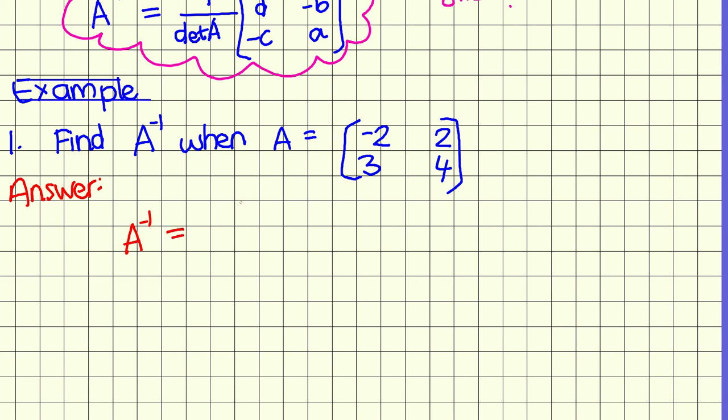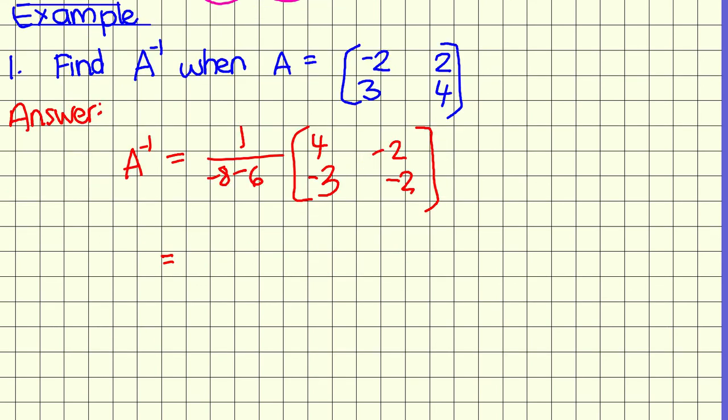So the inverse of A, remember it's 1 over your determinant. So if we work that out, your first diagonal multiplied together, minus 2 times 4, gives you minus 8. Take away your second diagonal, so 3 twos are 6. Then in your matrix, your first diagonal swaps places, so minus 2 and 4 swap, so 4's up there and minus 2's down there. Your second diagonal just changes sign, so it's going to be minus 2 and then minus 3 in there.